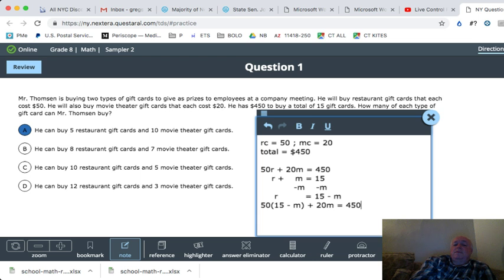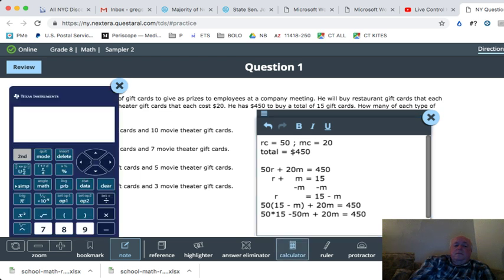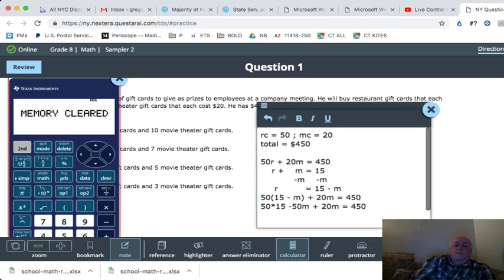Okay, so now we only have M's. We threw R away. So now we can do the distributive property. We get 50 times 15 minus 50M plus 20M equals 450. And 50 times 15 is what, 750? Let's double check that on the calculator. 50 times 15 is 750, yes.